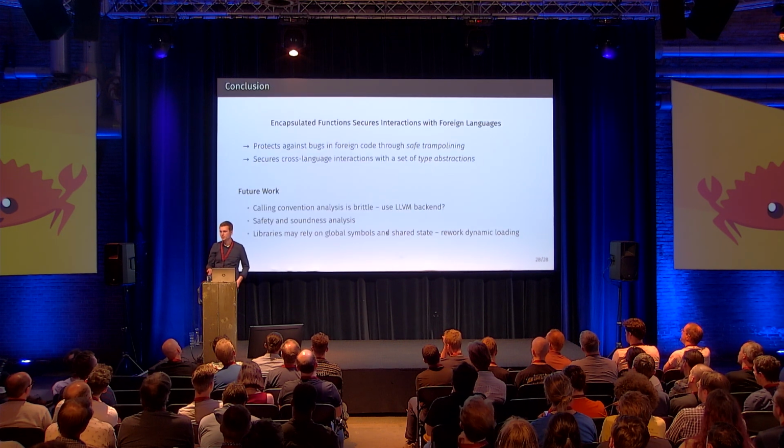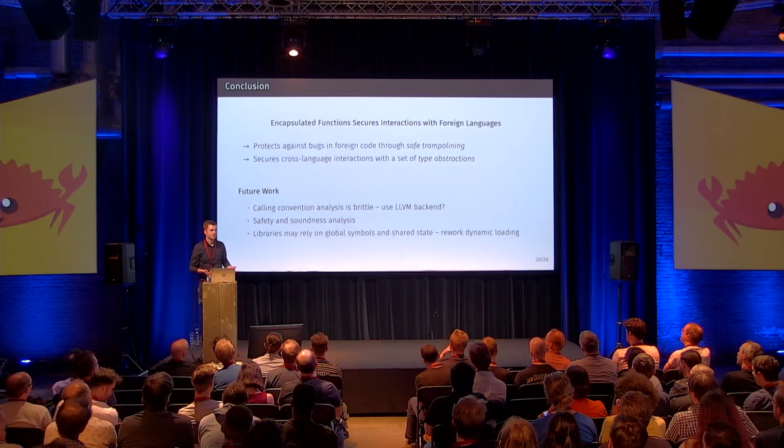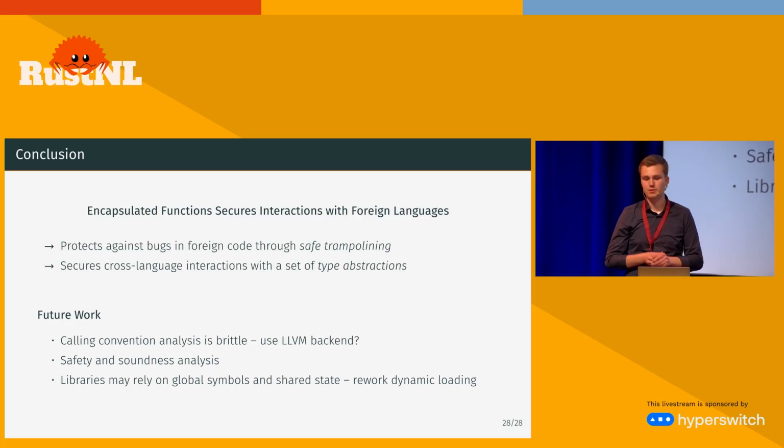And so to summarize, encapsulated functions secures interactions with foreign languages through its combination of both a safe trampoline mechanism to isolate the memory of foreign and Rust code, and by securing these cross-language interactions with our set of type abstractions. The preliminary results that we've seen are pretty promising, and we would like to extend our work by improving the calling convention analysis that we're doing. Right now it's a bit brittle, so if we use the compiler backend, hopefully that should be much more stable.